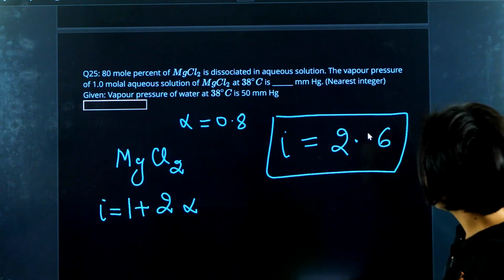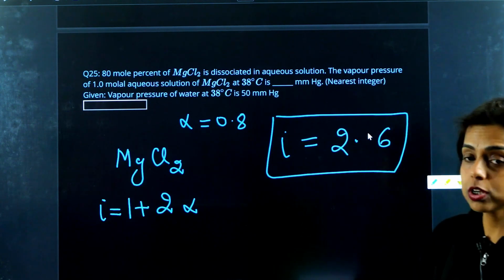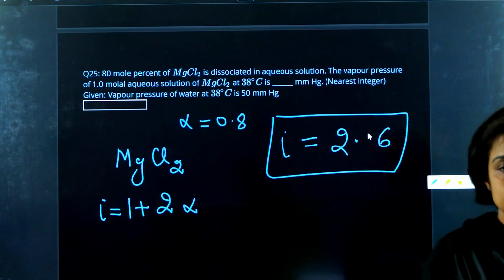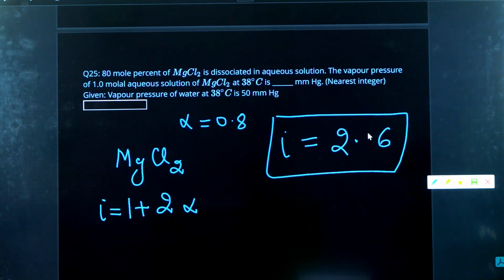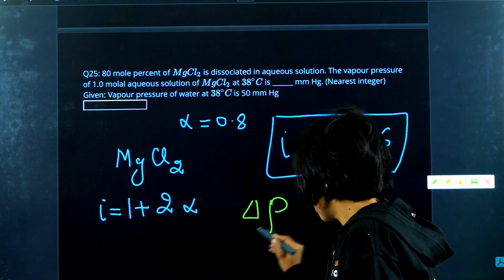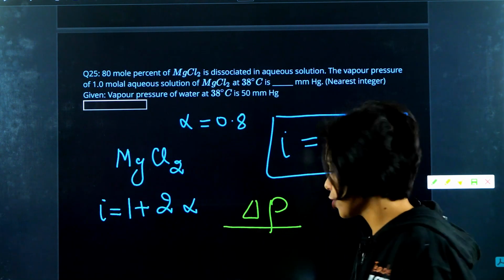Yes. So now you are supposed to calculate the vapor pressure of the solution. The pure vapor pressure, P naught, is given to you. Delta P you are supposed to calculate. Delta P is the change, or the lowering, of vapor pressure, you can say.